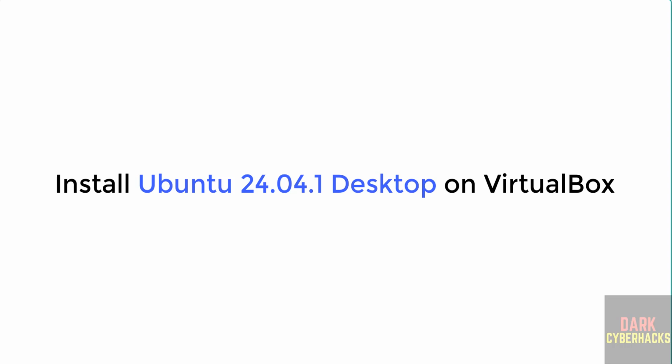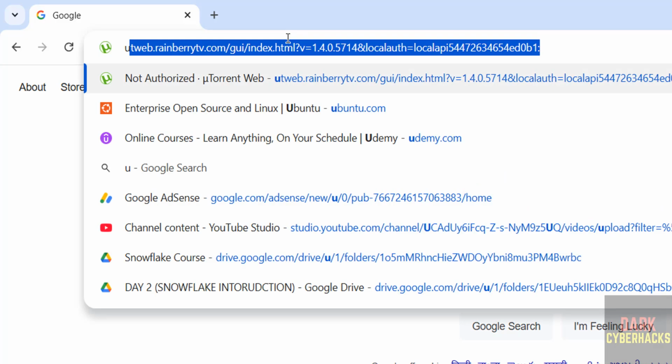Hello guys, in this video we will see how to download and install Ubuntu 24.04.1 desktop edition on VirtualBox. Go to the Ubuntu official website and download.